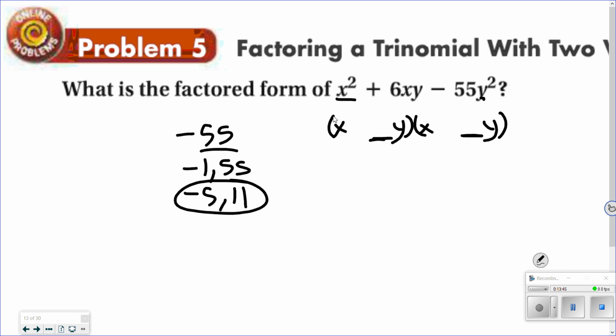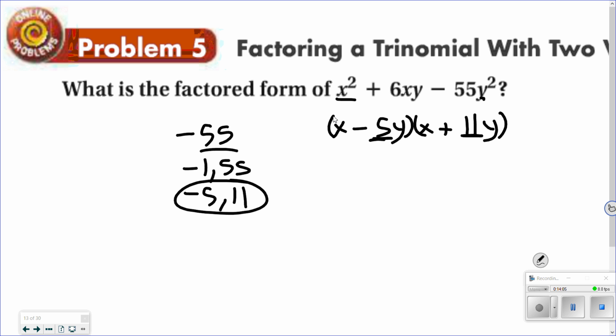So come up here. It's going to be x minus, and the 5 just goes with the y. So x minus 5y, and x plus, and the 11 just goes with the y there. X plus the 11y. So there's our factored form. So if you do have a y squared or another variable on the end, you just include both of those with those second terms. The reason why it works, just watch what happens.